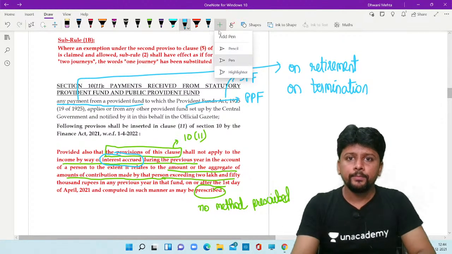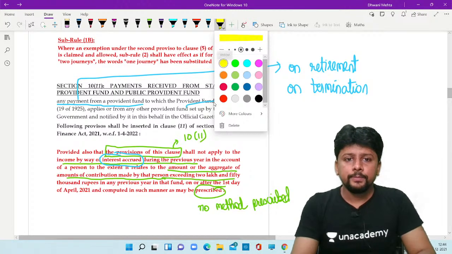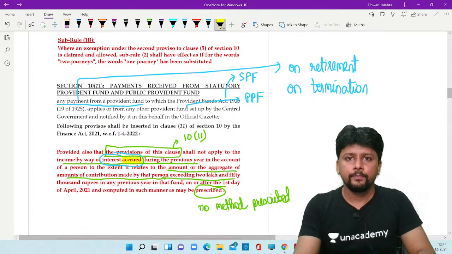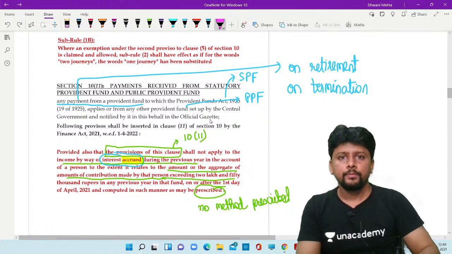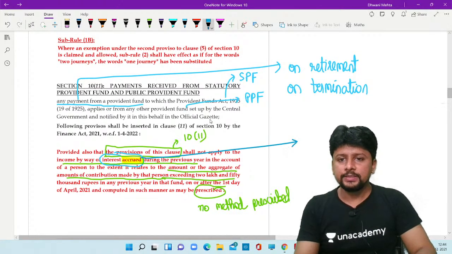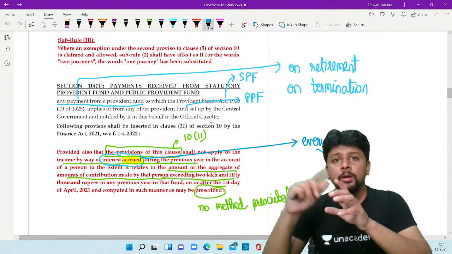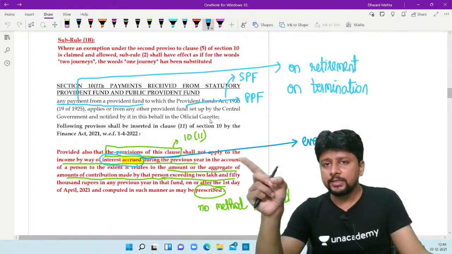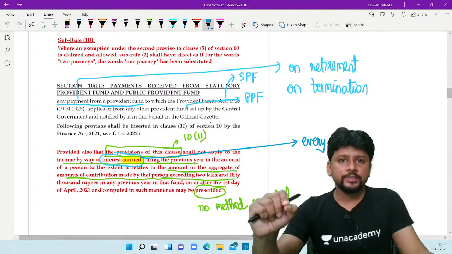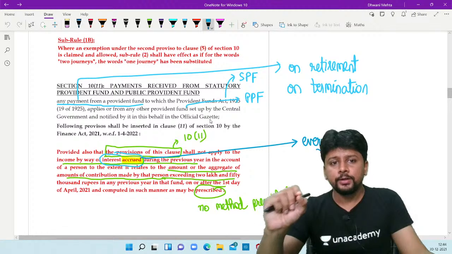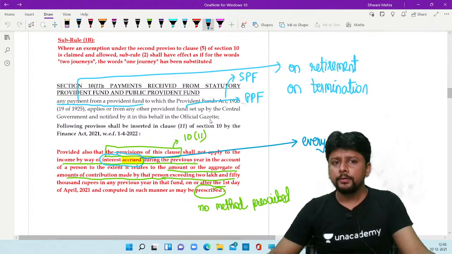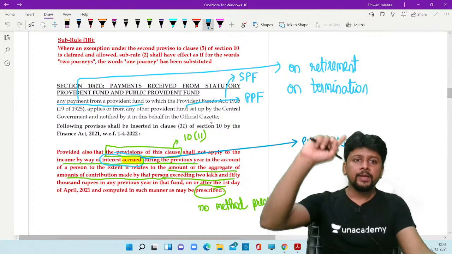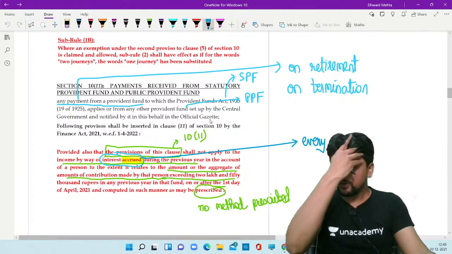But look at the problem. The word used is interest accrued. When is the interest accruing? Interest accrues every year. This is something that the government has to clarify. In a section which gives you exemption at the time of retirement, government has introduced a proviso. But in the proviso, they have used the word interest accrued. So will this interest be taxable in the year in which it is accrued? Or will the interest be taxable totally at the time of retirement? There is no clarification from the government.